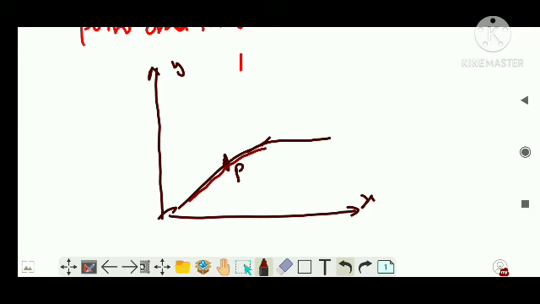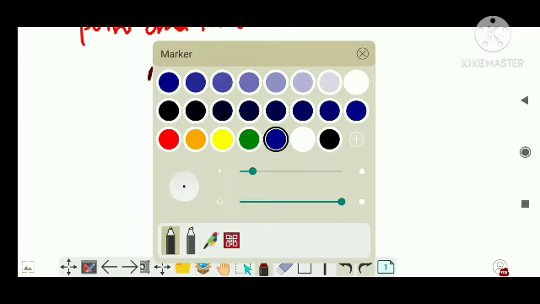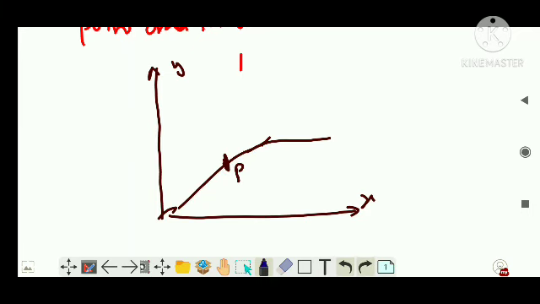So how would I draw? I'll take another color. Like this. See, this is tangential to the path, and it is in the direction of motion. The motion is in this direction, so obviously it is in the direction of motion. So this gives the direction of instantaneous velocity at point P. Clear? Keep that in mind.